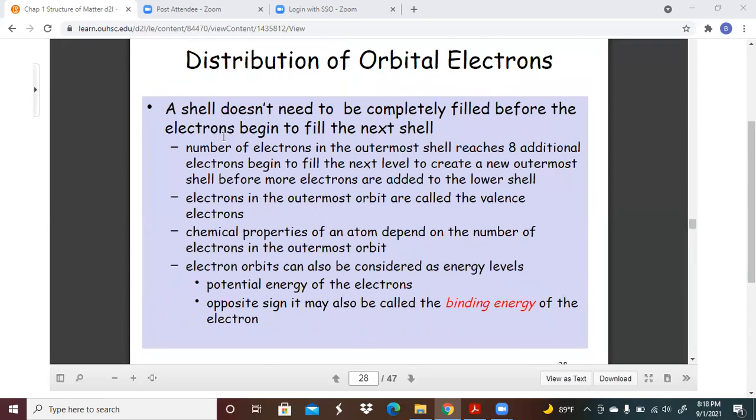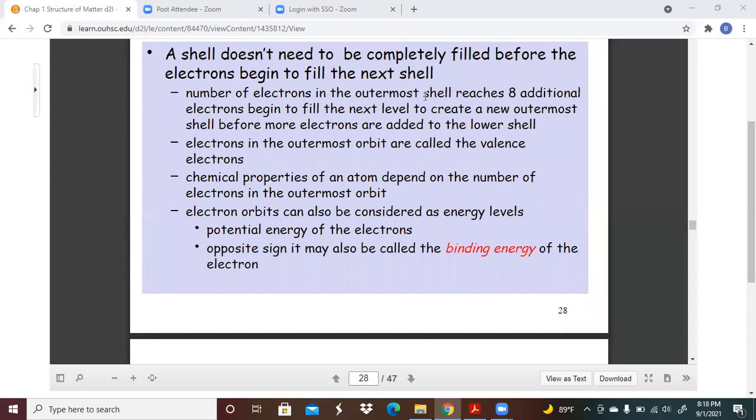A shell doesn't need to be completely filled before the electrons begin to fill the next shell. When the number of electrons in the outermost shell reaches 8 additional electrons, it begins to fill the next level to create a new outermost shell before electrons are added into the lower shell. Electrons in the outermost orbit are called the valence electrons. Those are the ones that are grabbed or paired with other electrons more easily than any of the others. The chemical properties of an atom depend on the number of electrons in the outermost orbit.